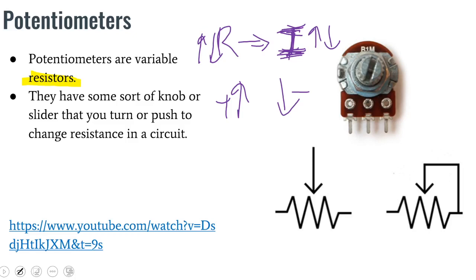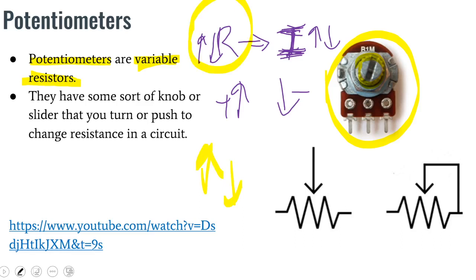That change you can achieve using a variable resistor, and we call them potentiometers. Typically these devices have a knob or a slider that you can use to change the applicable resistance value. So instead of having a fixed resistor, we can have a variable resistor that can go up and down as needed.